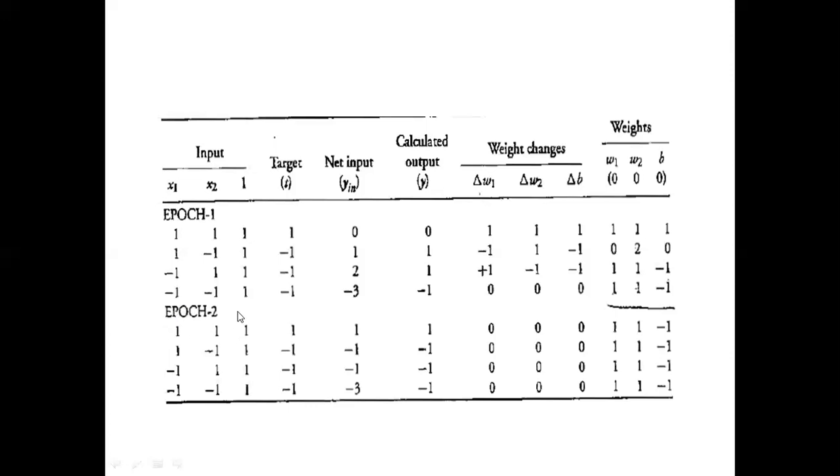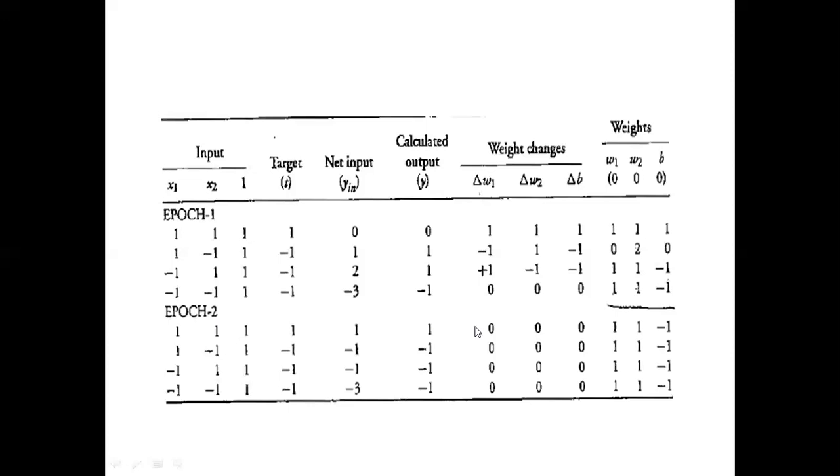So again, for epoch 2, we write down the same input pattern for the AND function. So these steps are the same. Next, we calculate the weight changes and weights. Then, based on the weight changes and weights, we calculate the net input and the calculated output.